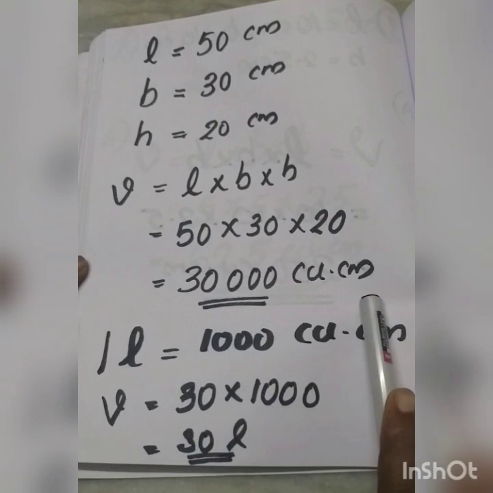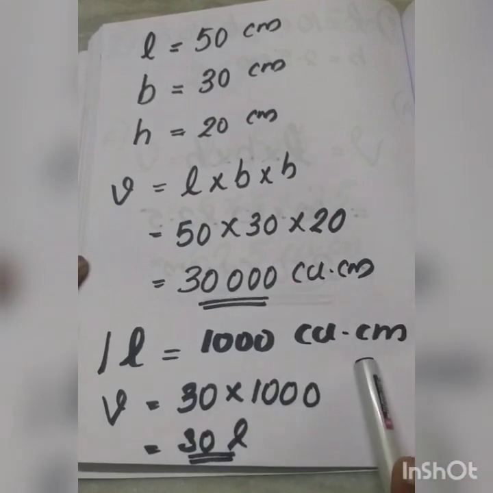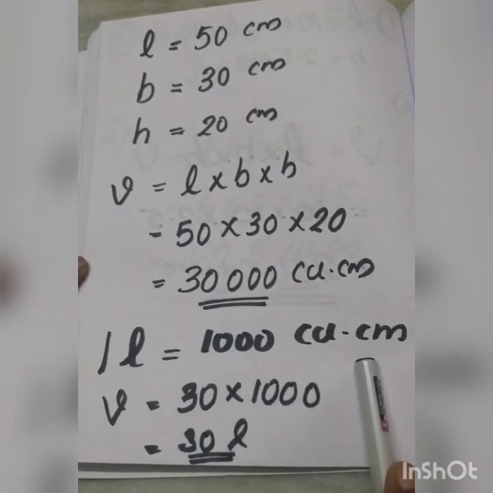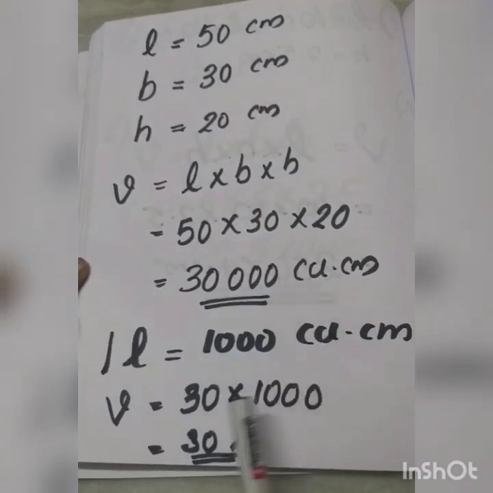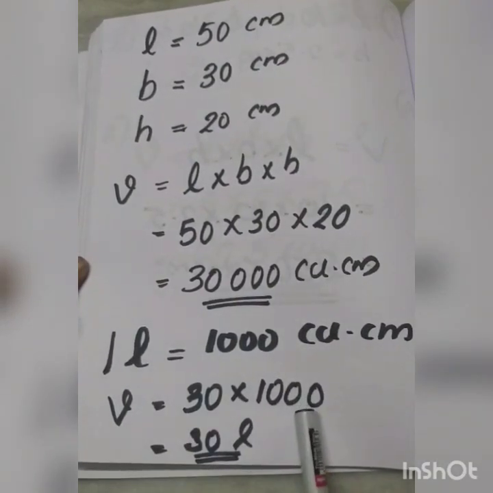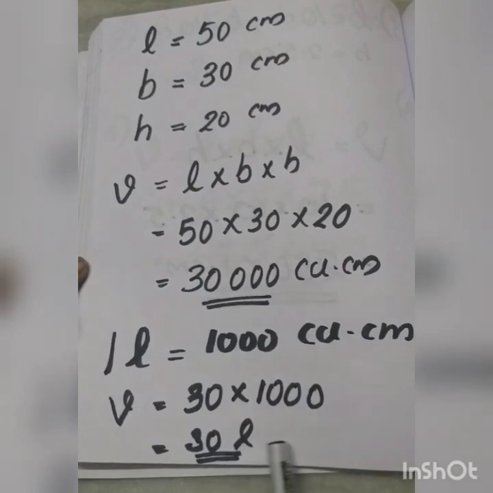Here we found the volume and we got 30,000 cubic centimeter. But the question is what quantity of water? And we know water and all we are measuring in liters. So we need to convert this unit into liter. So in order to that I did like this. So 30 liter of water can be stored in this aquarium. Next we can solve the next question.